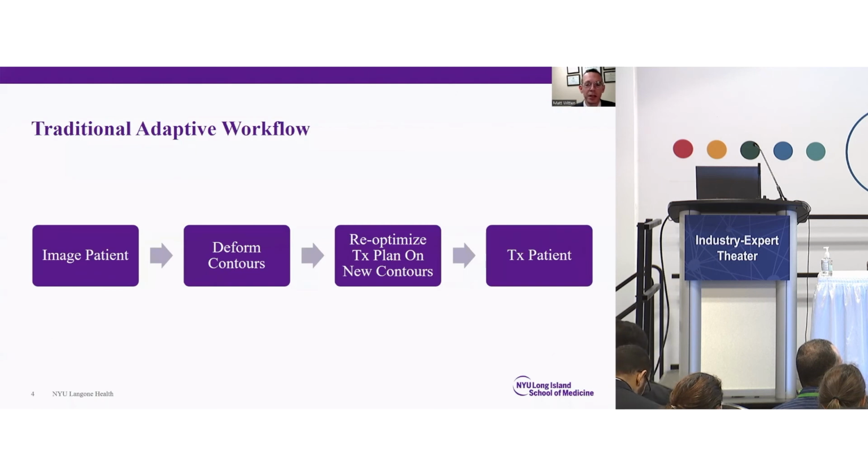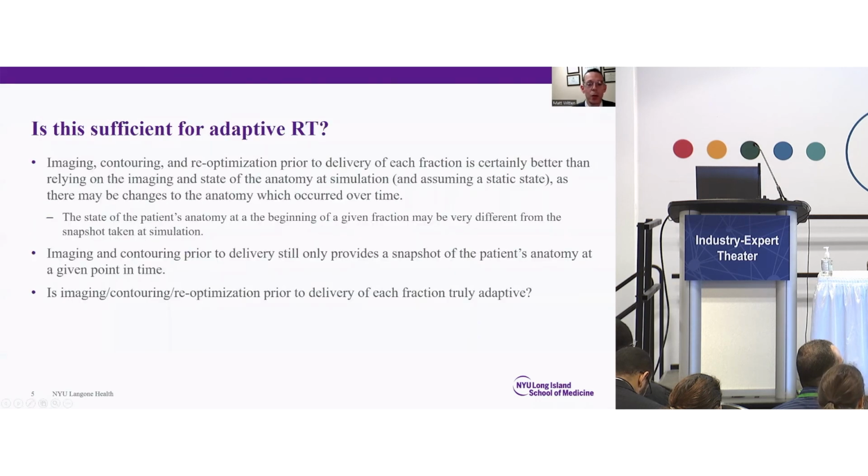Here's the traditional adaptive workflow. The patient shows up, you put the patient on the table, you image the patient, you deform the contours or recontour based on the image you just took to give you the snapshot of the patient's anatomy that day. Then you re-optimize the treatment plan on those new contours and then treat the patient. What have we done here? We've imaged, contoured, and re-optimized prior to delivery.